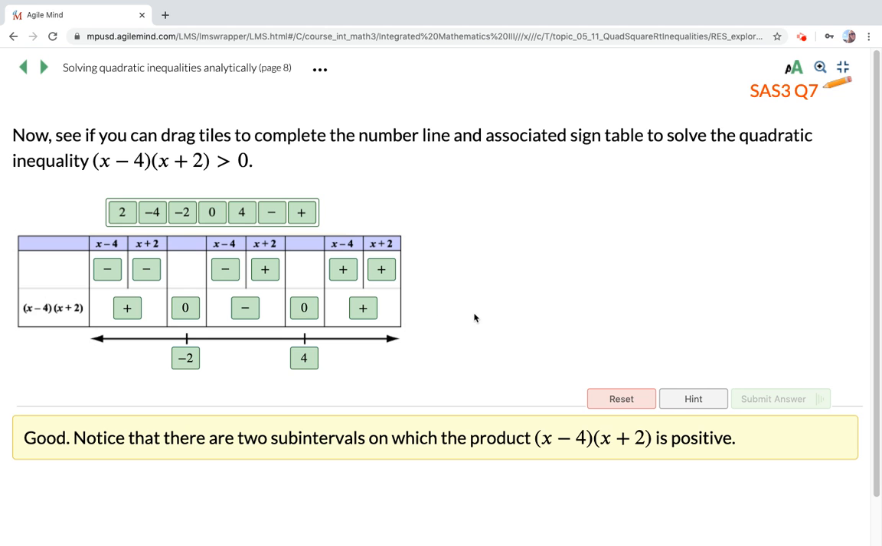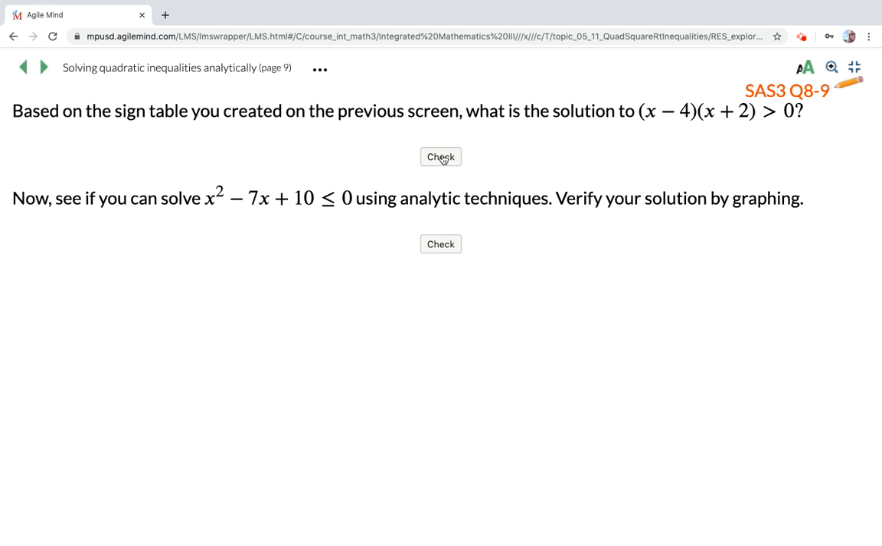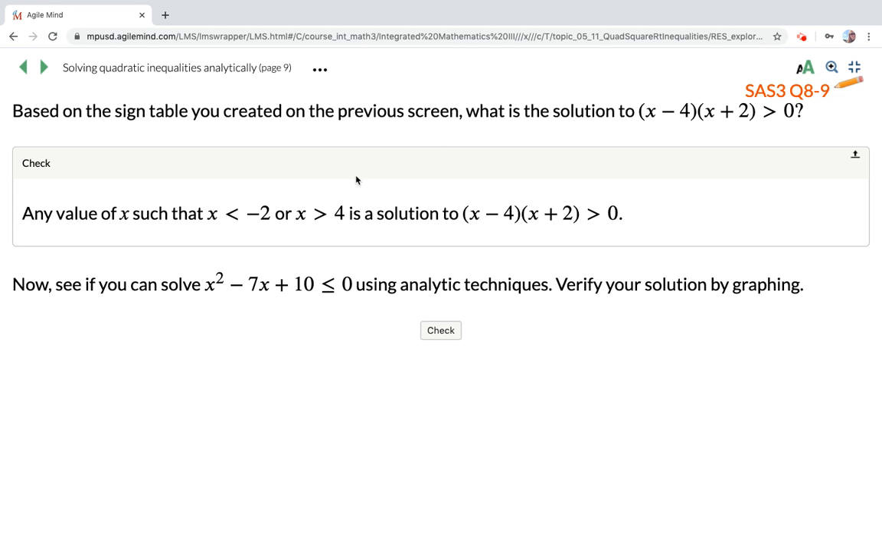All right, let's see here. It looks like when x is less than -2, so if it's greater than 0, that means I'm looking for where it's positive. And it looks like my function is positive when it's less than -2. And then my function is also positive when x is greater than 4. Yeah, so I wrote that down. Yay! So when x is less than -2 or when x is greater than 4, that's when I have found a solution to this whole thing being greater than 0.